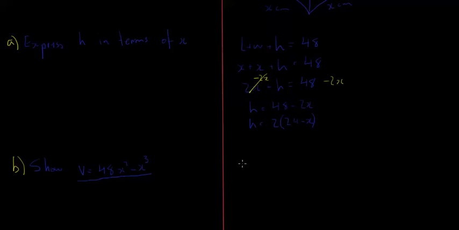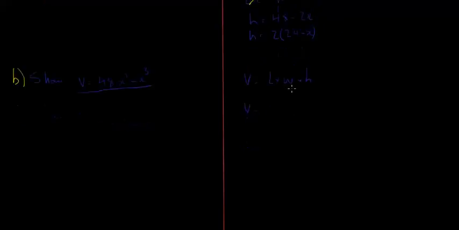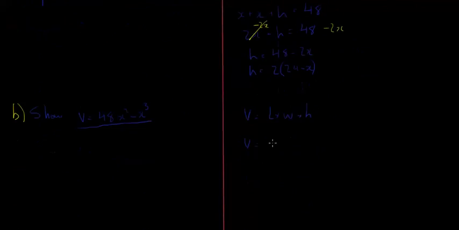So a bit of common sense, a bit of prior knowledge. What do we know the volume of a cuboid to be in general? Hopefully we'll be able to say that the volume is equal to the length times the width times the height. That should be common knowledge to us by now. Because of our drawing, x is the length, x is the width, so we can say L is equal to x, W is equal to x, and H is still equal to H.